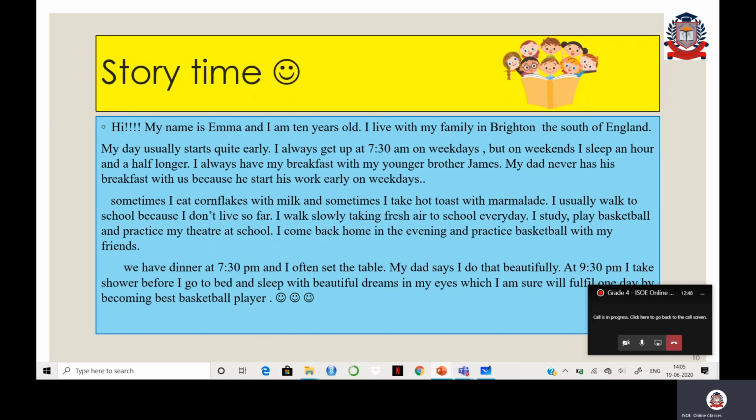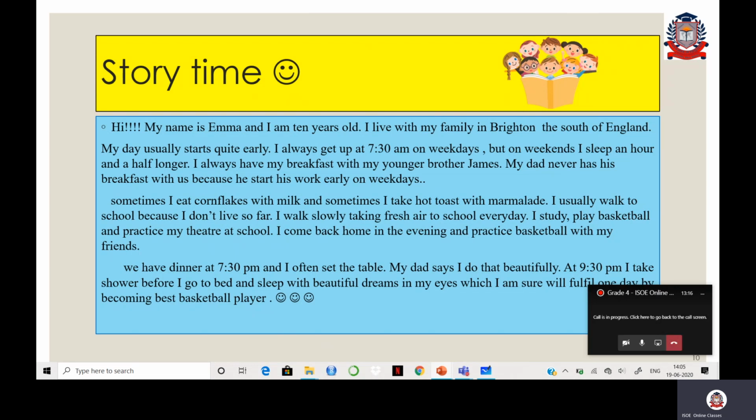Okay. Then she tells you what she eats in the breakfast. She eats cornflakes with milk and sometimes she likes hot toast with marmalade. Now, she tells you that she loves to play basketball. So that means she has some dream. In spite of studying, she plays also. And what is her dream? She wants to become a best basketball player. All right, not just a basketball player, she wants to become the best basketball player.